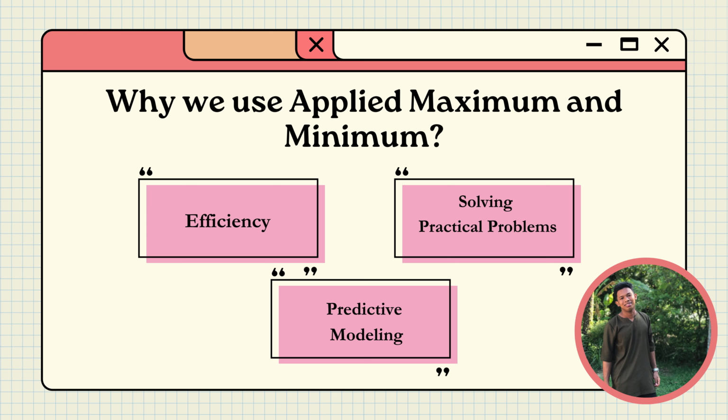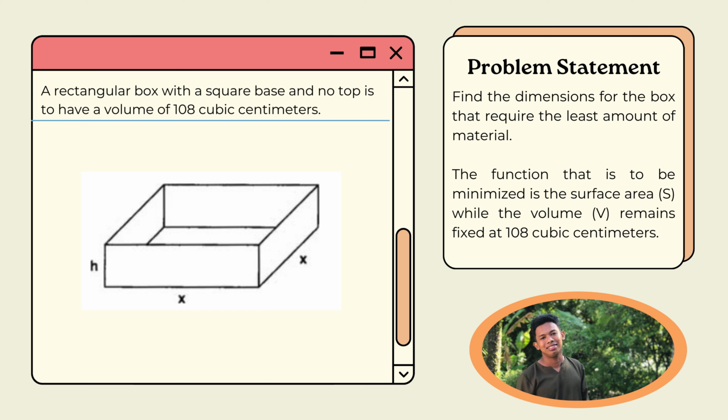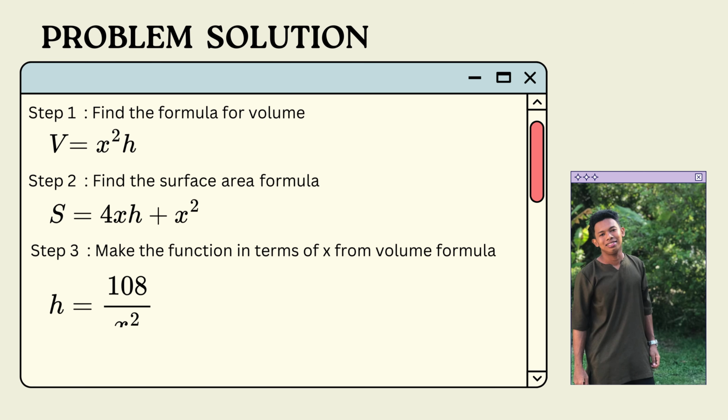So, let's proceed to the next section where we are given a problem that needs to be solved by using the applied maximum and minimum method. Given a rectangular box with a square base and no top, it is to have a volume of 108 cubic centimeters. The question is: find the dimensions for the box that require the least amount of material. The function that is to be minimized is the surface area, S, while the volume V remains fixed at 108 cubic centimeters.